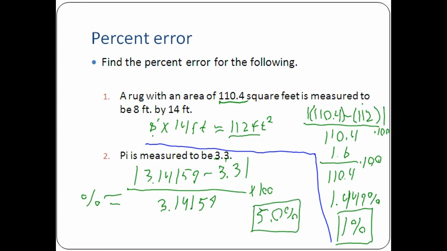So that right there is how you go about finding percent error. Relatively straightforward if you know what you're doing, but that's basically how we set this up. So that concludes what we have for today's lesson.